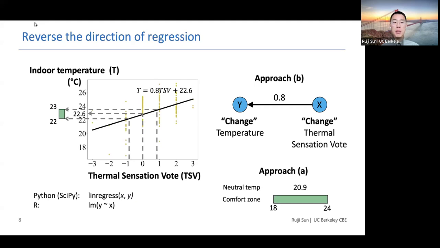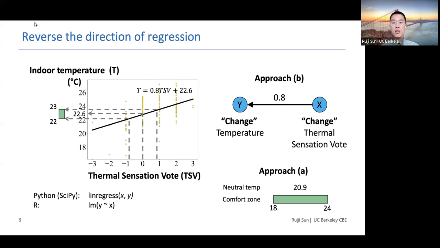But most of the time, people did this reverse regression because they think that the regression direction doesn't matter, or that either approach would give us the same estimation of neutral temperature and comfort zone. But we used the same building data set, and we found that this approach B would result in a very different neutral temperature and a much narrower comfort zone than approach A. The difference of the comfort zone is about 10 degrees C.